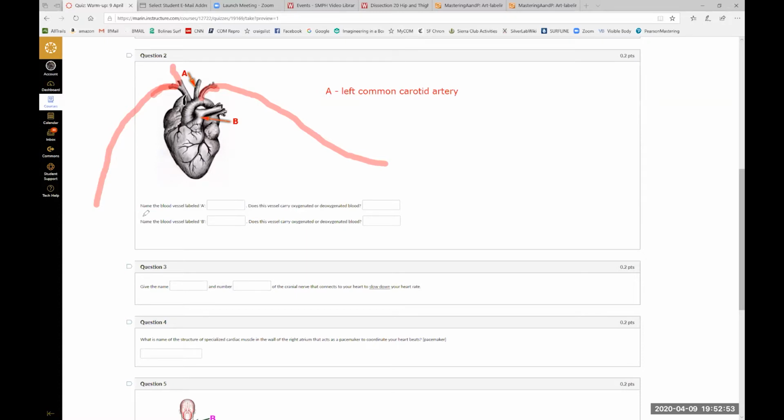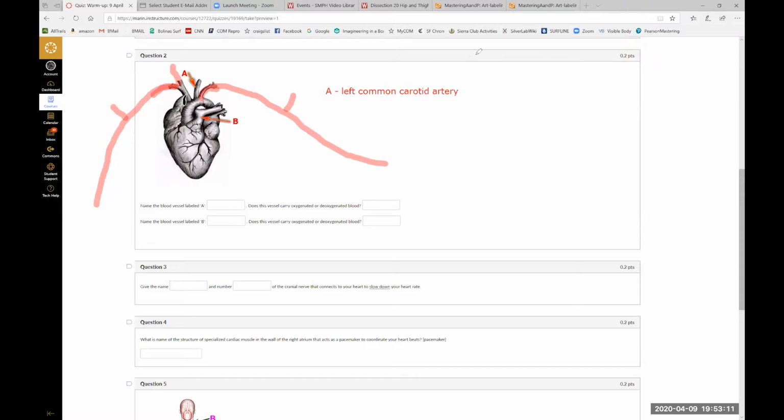Left subclavian. Yeah. So this is the left subclavian. Over here would be the right subclavian. Oh, okay. Thank you. All right. So those are the subclavian arteries.